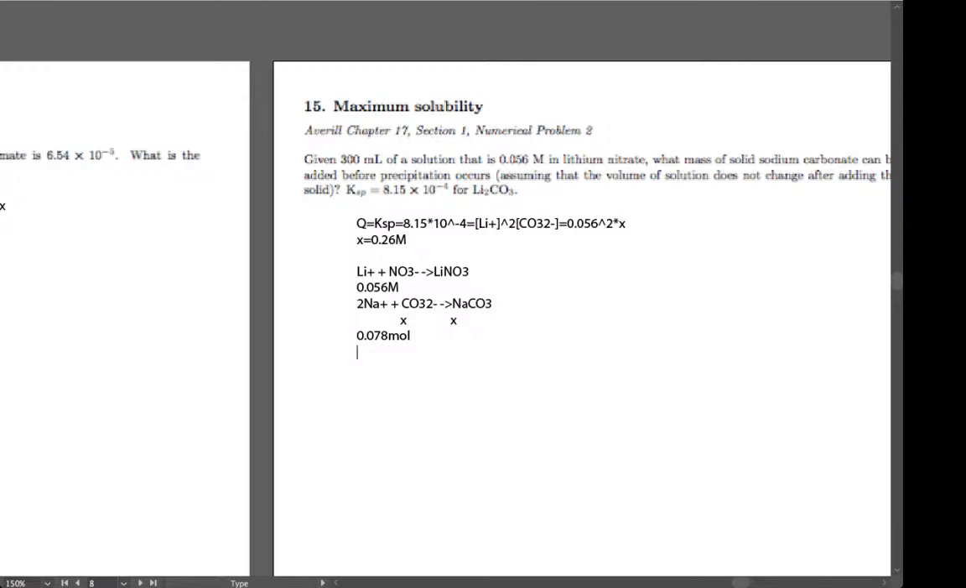By the molar mass of sodium carbonate, which you can just look up. And by the way, this is Na2CO3.